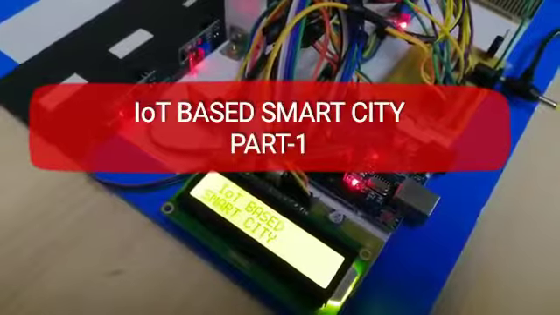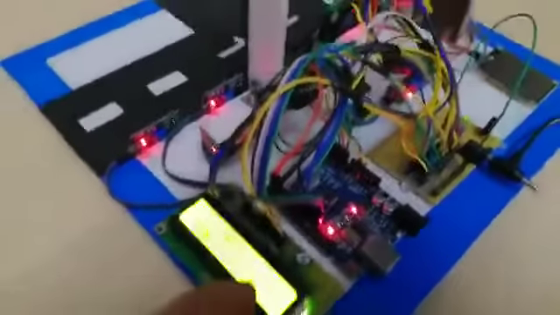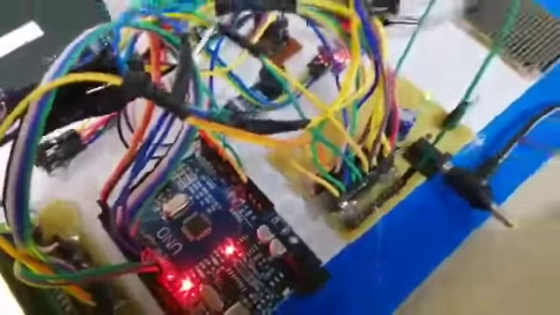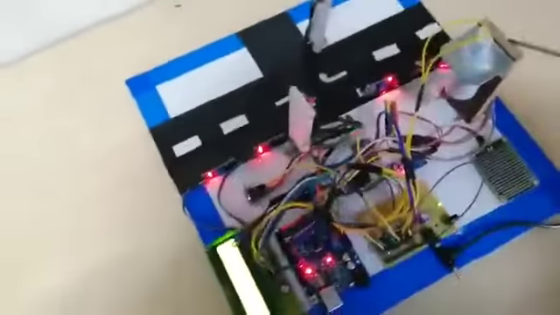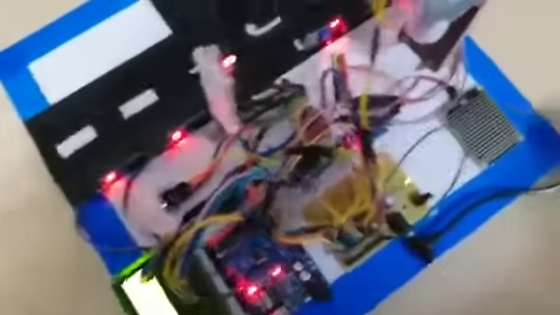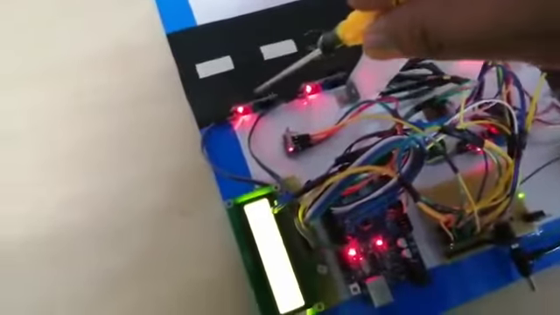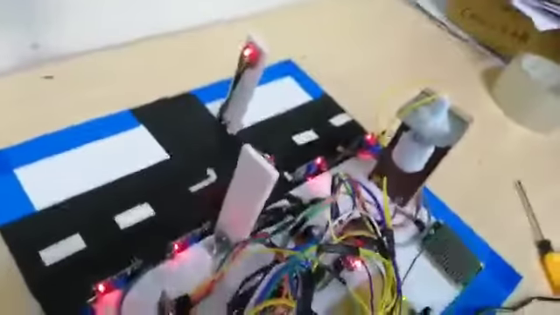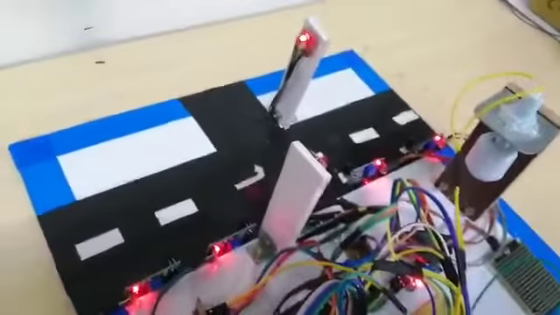This is a model of IoT based smart city where we have a display and we have Arduino Uno boards, and this is a regulated power supply board, and this is a flood sensor, and this is a rain sensor, and these are the traffic lights, and there are sensors installed. The IR sensor is to detect the vehicle density. So let us see how the vehicle density is detected.